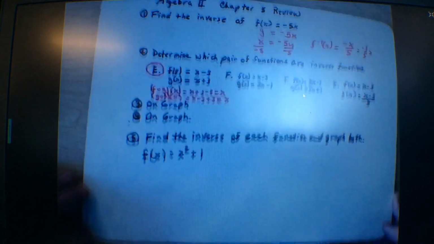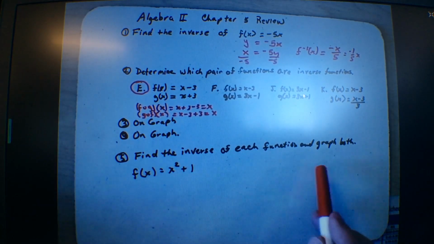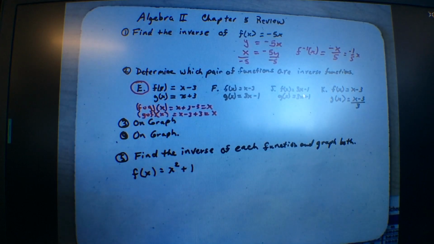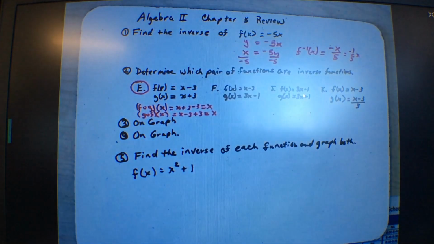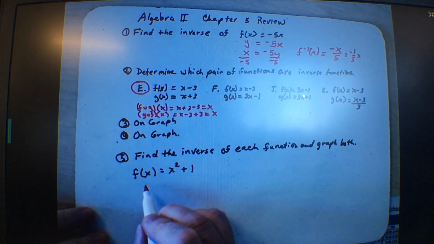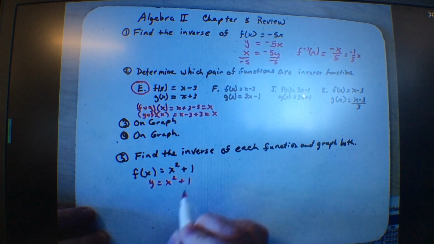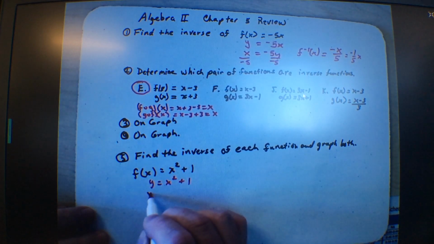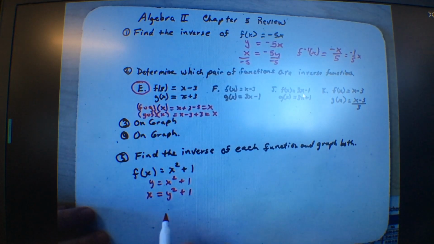Now it says find the inverse of each function and graph both. When I say graph both, I want you to graph the original and the inverse. So, how do I write the inverse of this? What do I do first? So y for f of x. Switch them and then solve for x.